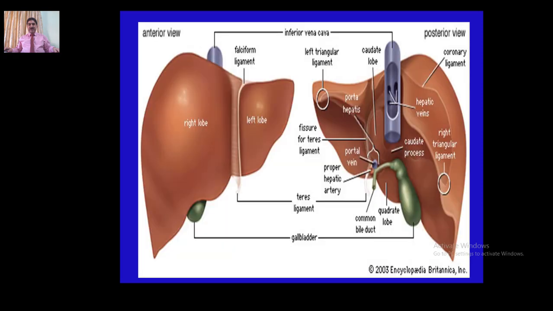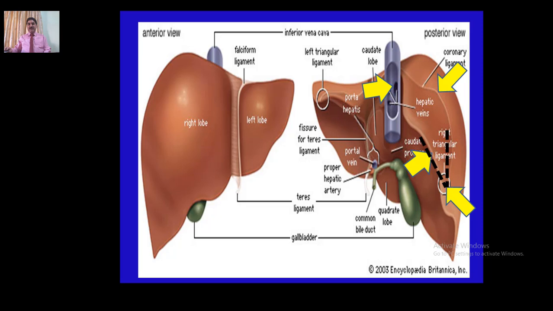Between the superior and inferior layer of the coronary ligament, on the right side is right triangular ligament, and base of this bare area is formed by groove for inferior vena cava. This triangular area, which is bounded superiorly by the anterior layer of the coronary ligament, inferiorly by inferior layer of the coronary ligament, and on right side by right triangular ligament, the base of this triangular area is formed by groove for inferior vena cava, lies directly opposed to the undersurface of the diaphragm.